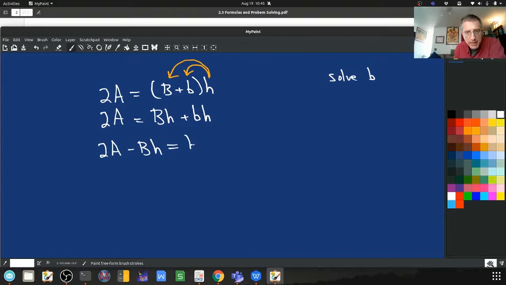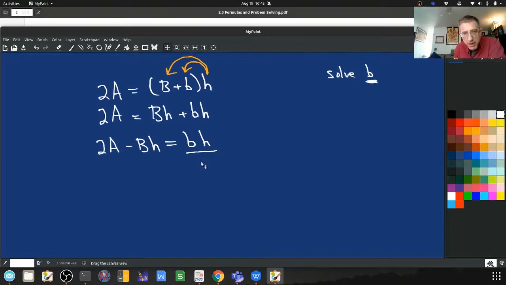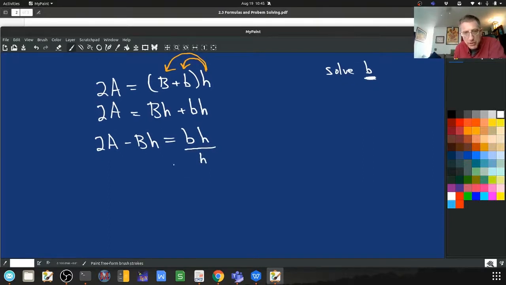And that gives me my small b times h. And now what do you want to do? You want to isolate small b by itself, so you're going to divide both sides by h. Remember, you have to divide the entirety of this by h. So the final answer then would be, if you went that route, 2a minus large B times h, divided by h, is equal to b.